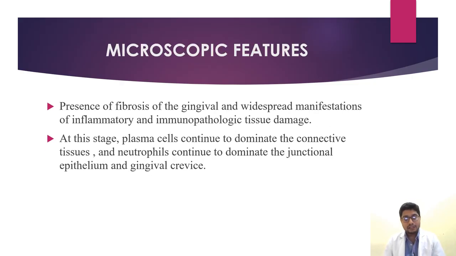And microscopically, you can see fibrosis of the gingiva and widespread manifestation of inflammatory and immunopathological tissue damage. At this stage, in the advanced lesion, plasma cells continue to dominate the connective tissue and neutrophils continue to dominate the junctional epithelium and gingival crevice.